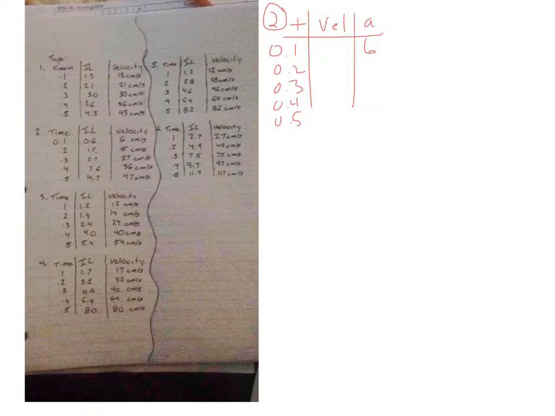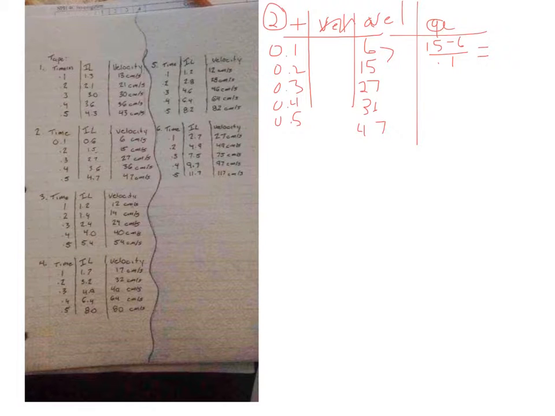Okay. So we're going to get 6, 15, 27, 36, and 47, I think, if my eyes are doing it right this time. So again, let's do our slope, all right? Oh, sorry, I put those in the wrong column. That should be velocity. Just talking about my bad eyes. All right, here's slope, acceleration. So if we do the first one, it's 15 minus 6 over 0.1, because it's 0.2 minus 0.1. So that's 9 over 0.1, so that's 90 centimeters per second squared.